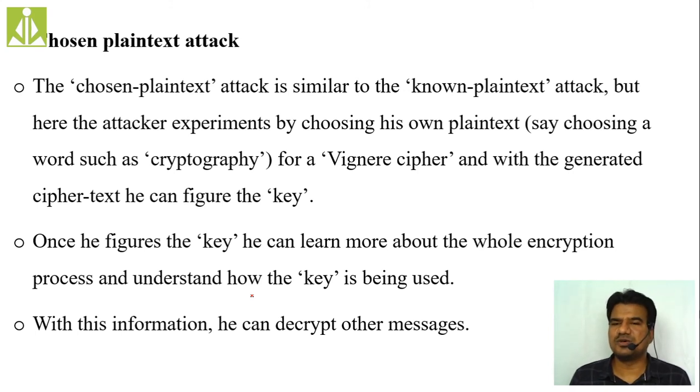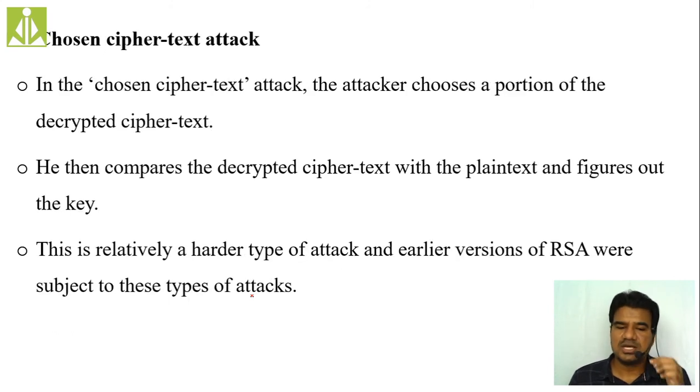And he will check for the possibility of key, and with that key he will decrypt all the messages. So, chosen ciphertext attack. Why, because we already have the encryption algorithm, isn't it? He simply chooses a ciphertext and tries to perform decryption with some random ciphertext. He will take any random ciphertext and perform the decryption to gain the plain text. He then compares the decrypted ciphertext with the plain text and figures out the key.